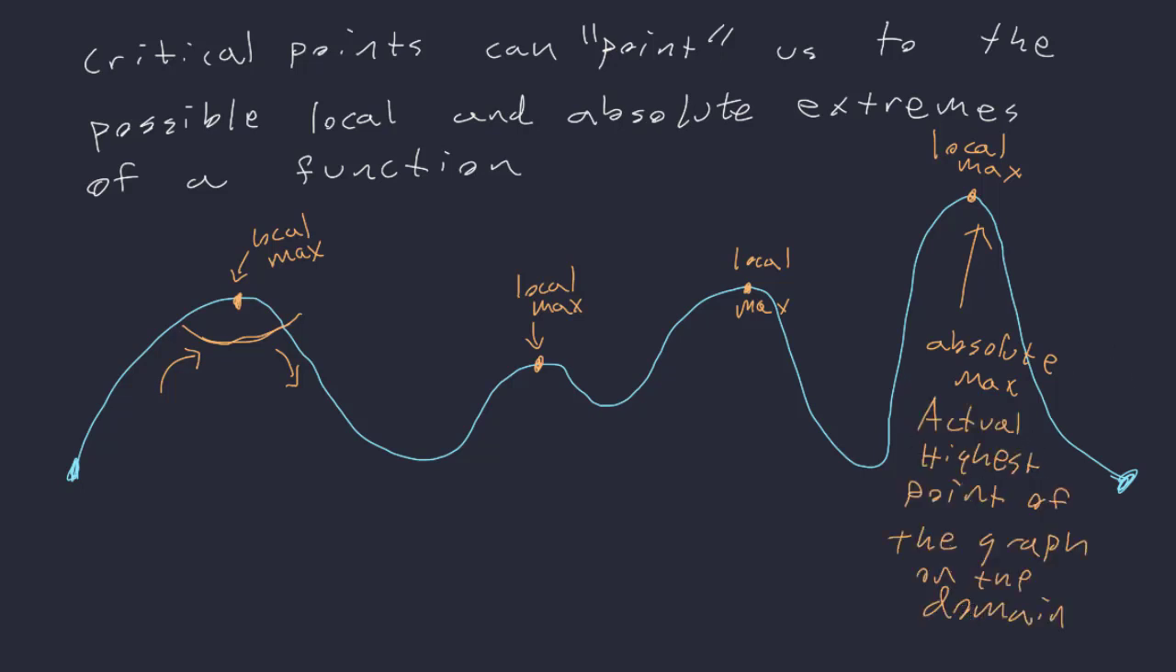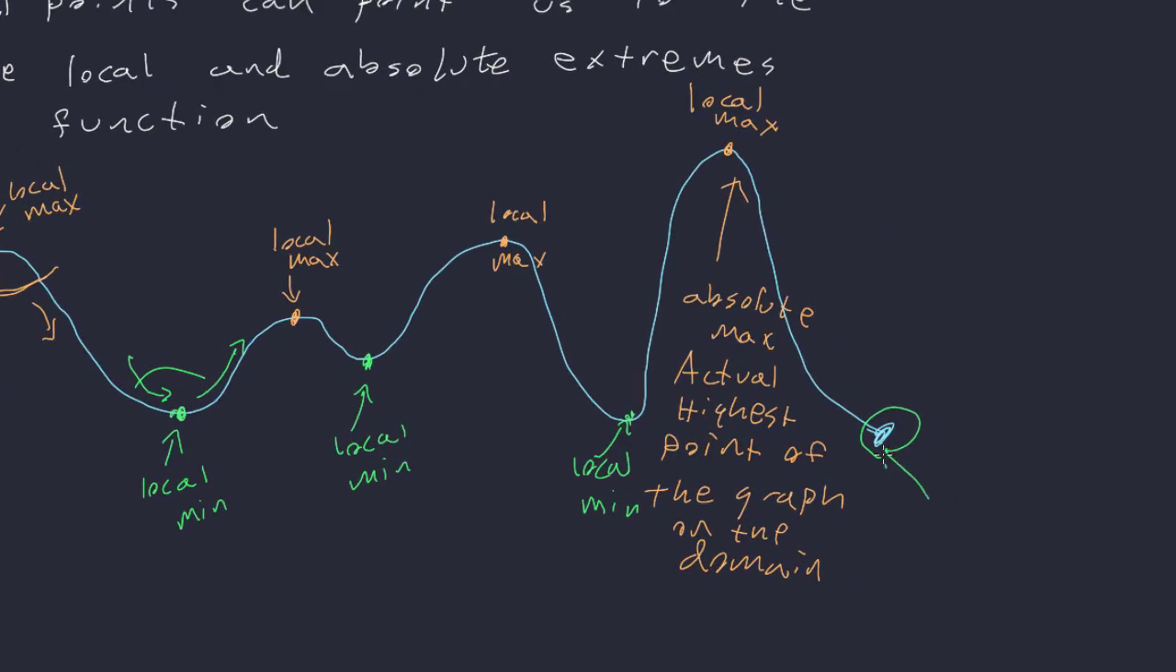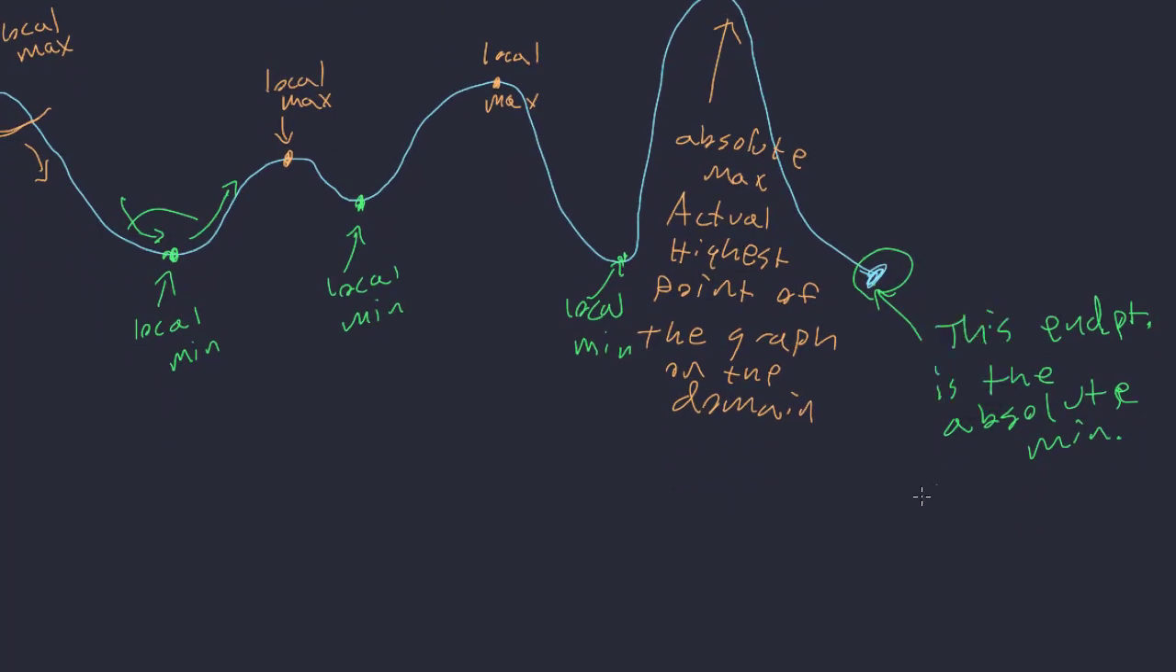Okay, then similarly, if we go through, this right here would be a local min, right? Because it's the lowest point locally, and it's a turning point where we go from decreasing to increasing. Okay, so this is a local min, this is a local min, this is a local min, but it's not an absolute minimum because this point is actually lower, right? So this endpoint here, okay, is the absolute min of the graph because it is the actual lowest point of the graph.